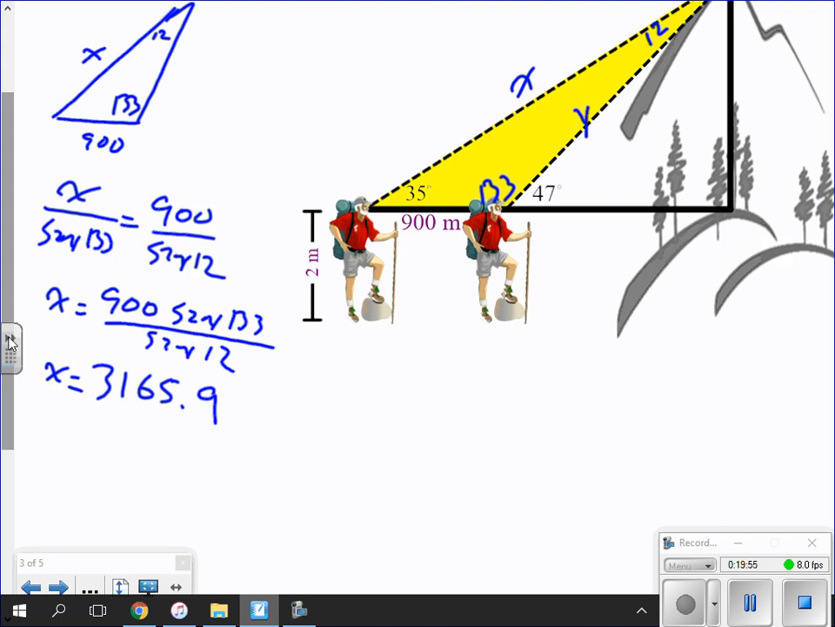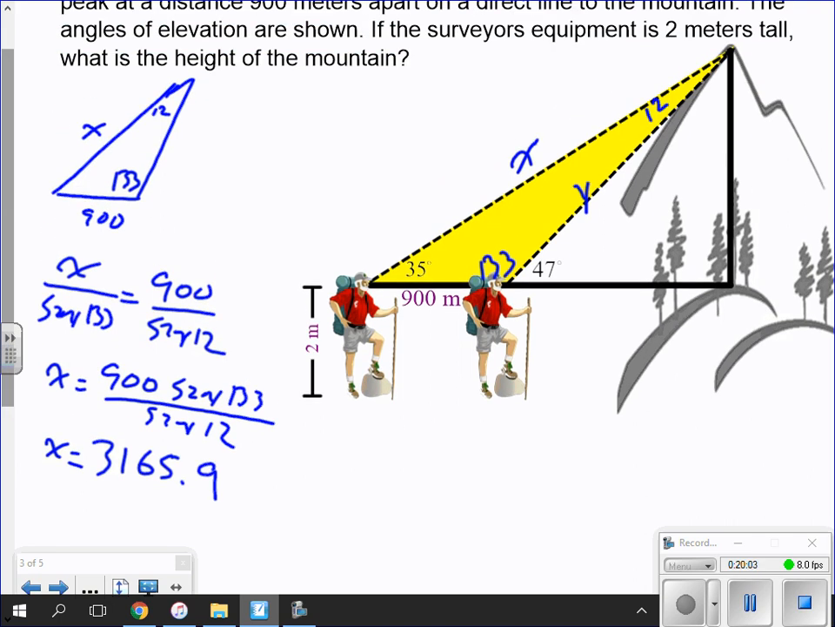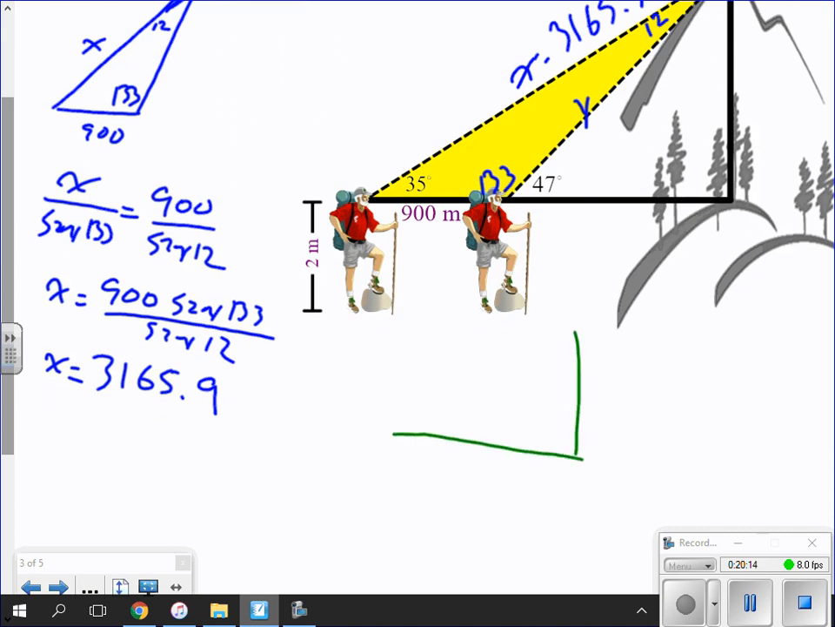So now we know this length here, 3165.9. So now I can go and say, ooh, there we go. That's my triangle I want to set up to find the height of the mountain. And because I got a right triangle, use right triangle trig. Law of sines does work with this stuff, but realistically, I'm going to have this over the sine of 90 degrees. What's the sine of 90 degrees? 1.